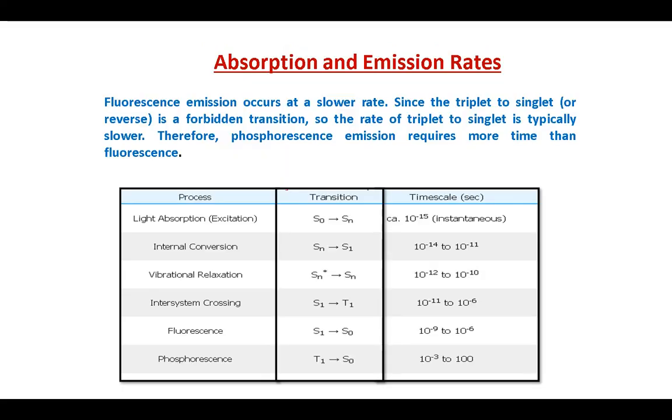Absorption and emission rates. Fluorescence emission occurs at a slower rate. Since the triplet to singlet, or reverse, is a forbidden transition, the rate of triplet to singlet is typically slower. Therefore, phosphorescence emission requires more time than fluorescence.